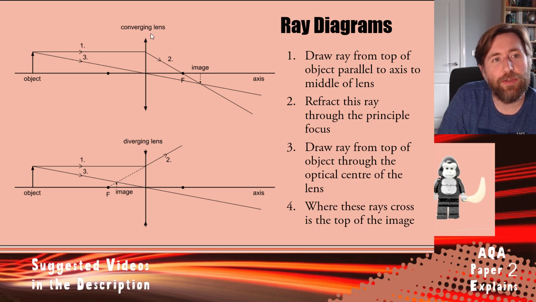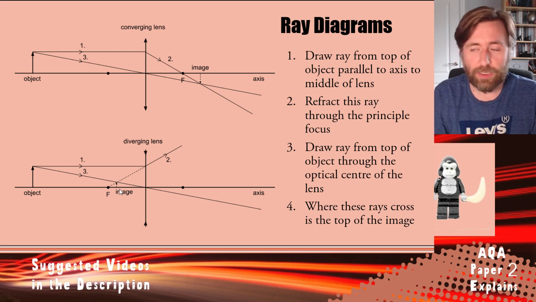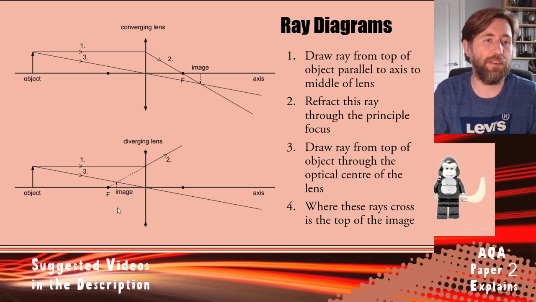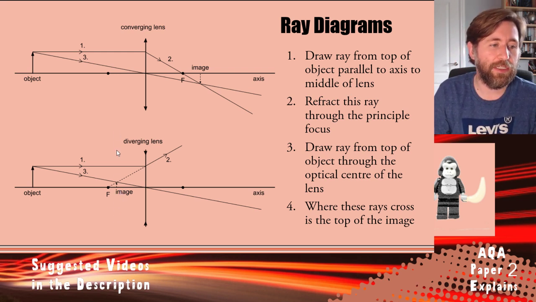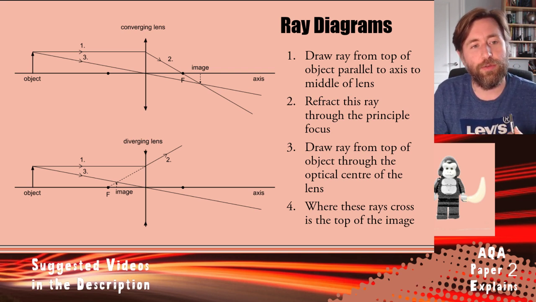This is now a virtual image, so let's talk about describing them quickly. This image with the converging lens is inverted, it's real, and it's diminished, it's smaller than the object. This image is upright, it's virtual, and it is also diminished. A virtual image is just something where, if I put a screen at the image position, I wouldn't get that image on the screen because there's no light actually going to that point.